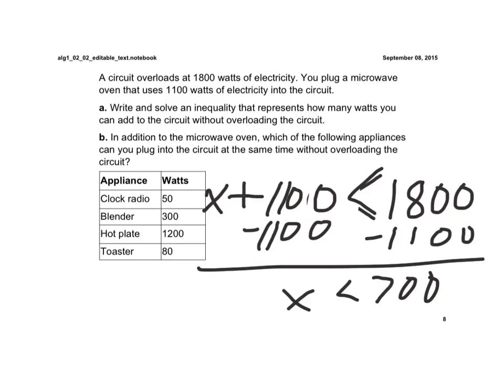So in addition to the microwave oven, which of the following appliances can you plug into the circuit at the same time without overloading the circuit? And so if we look at this, the only one we can't do is the hot plate. Because if we plug in the clock radio, and the blender, and the toaster, even if we plug all of them in, it doesn't add up to more than 700. And it just has to be less than 700. So we have to take away the hot plate. If we do that, we're going to blow the fuse. All the others we can go ahead and do.